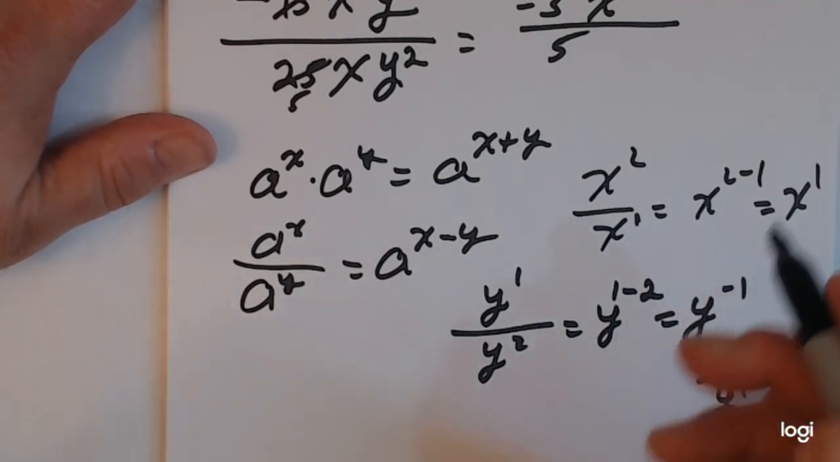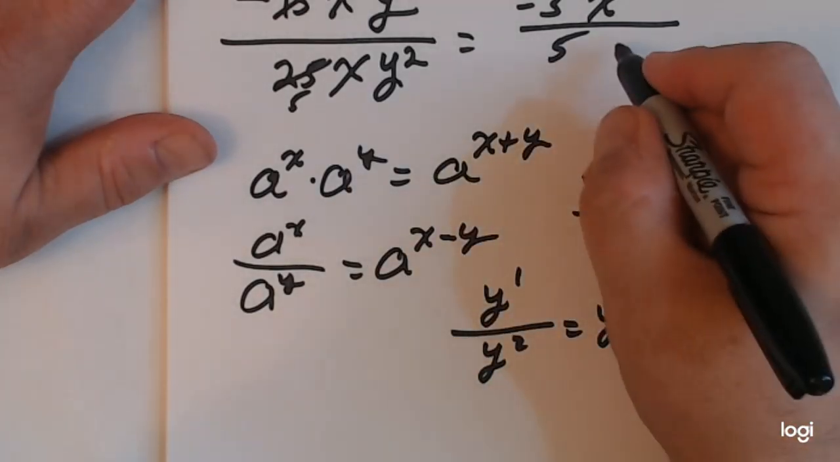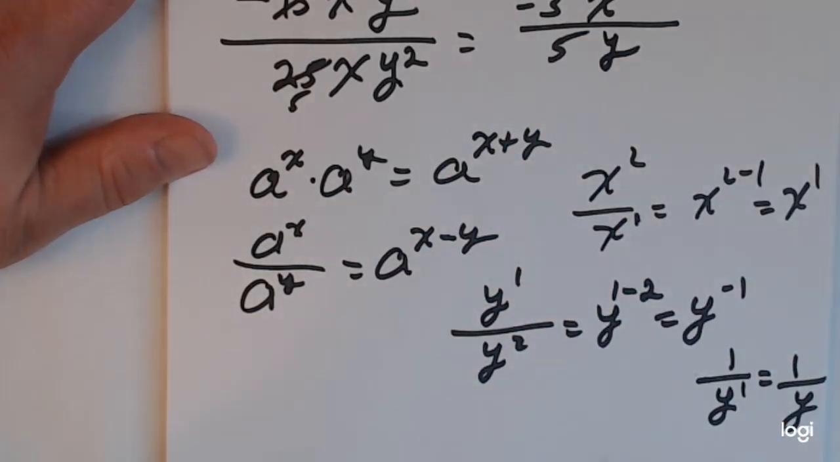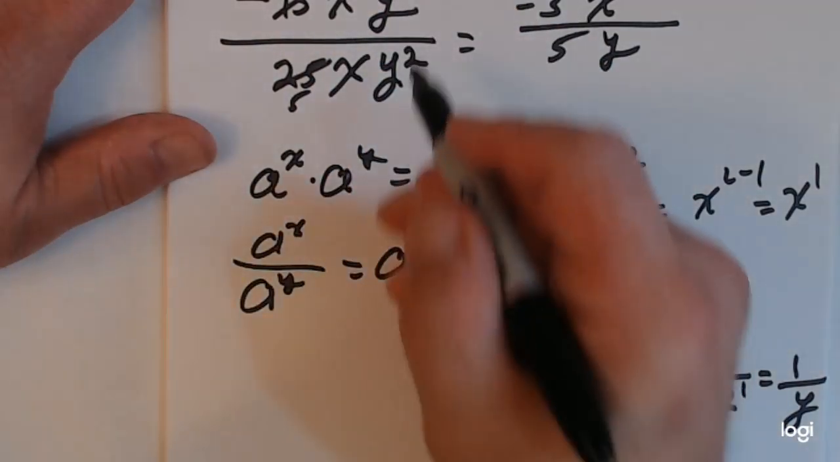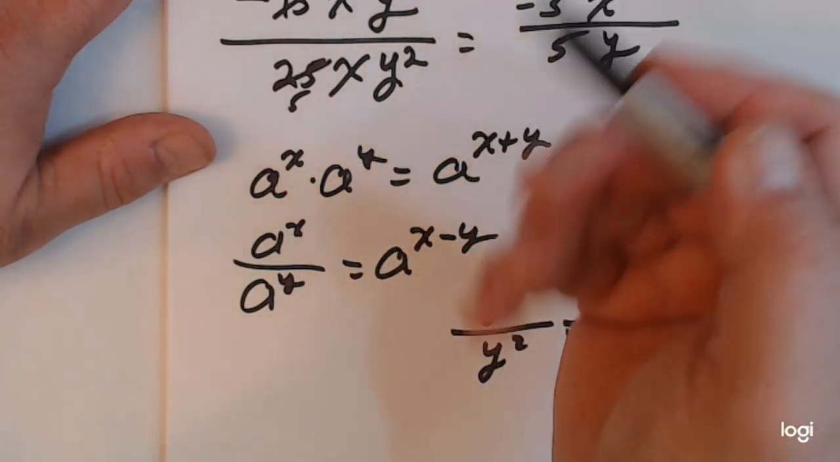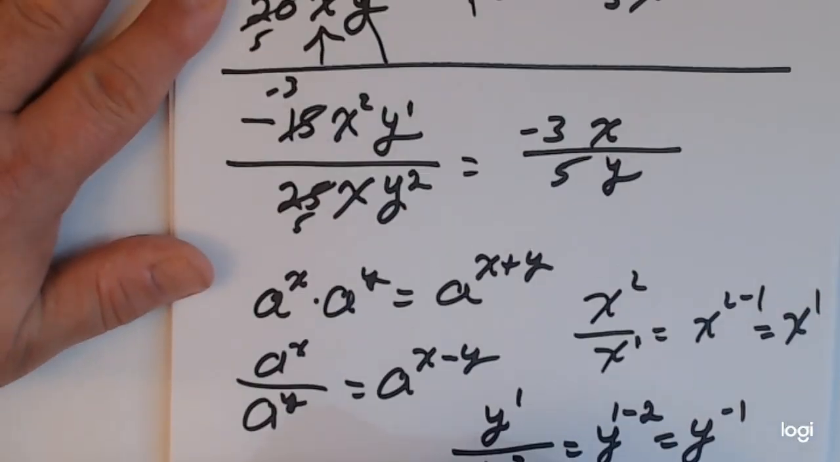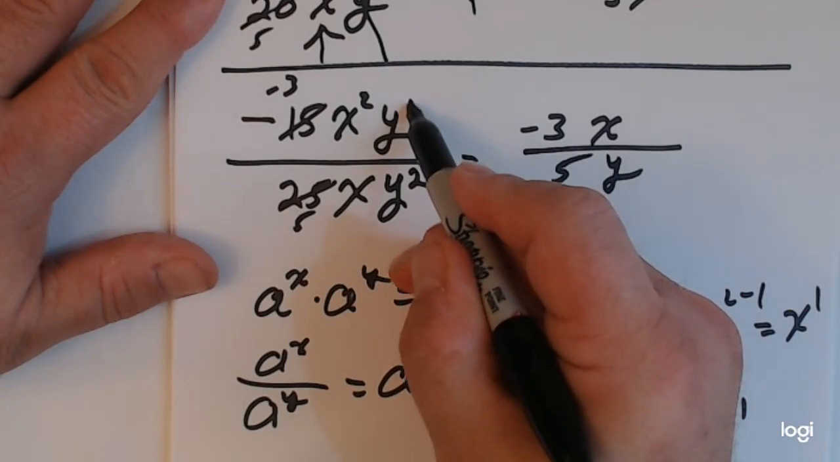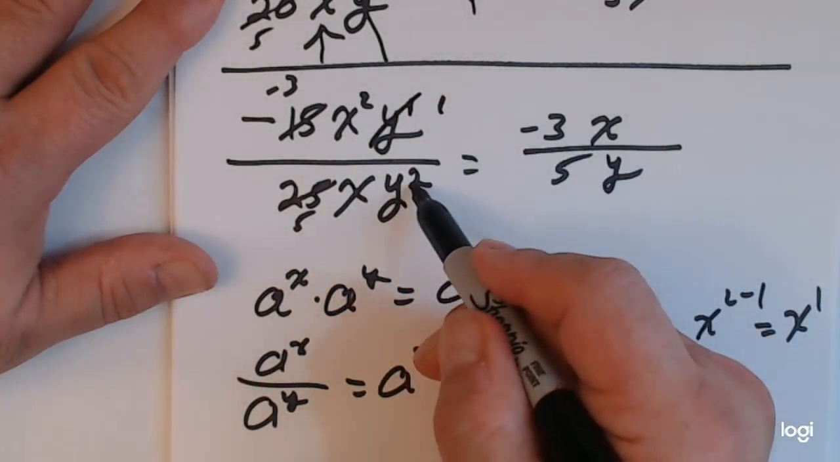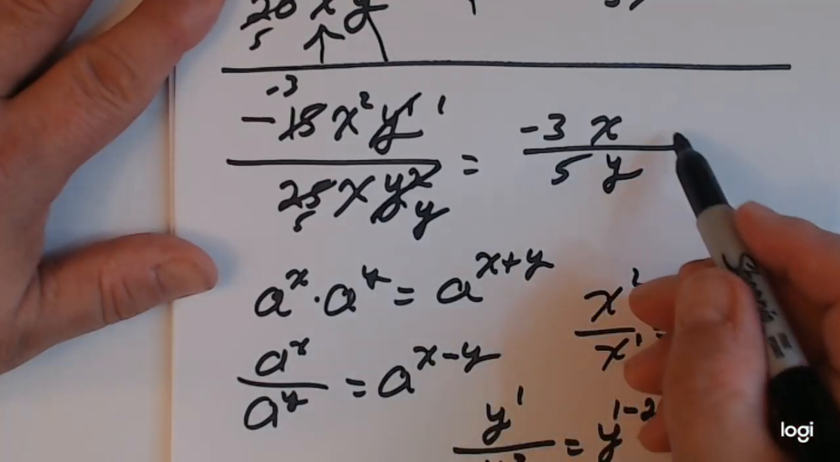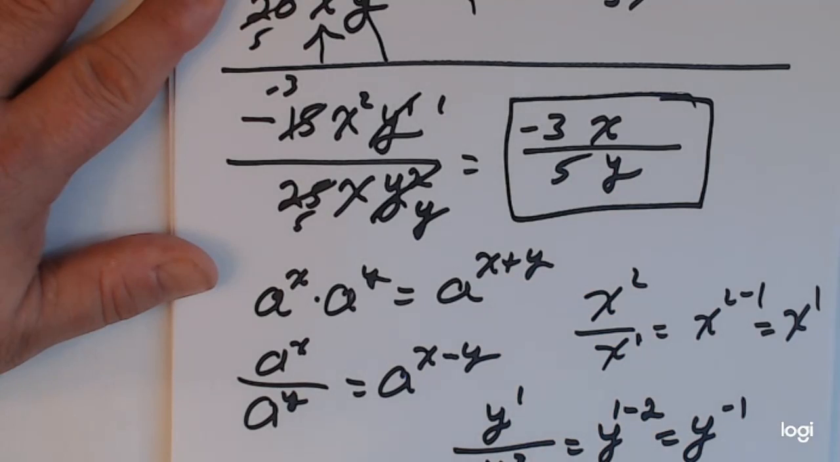So this is going to give us a y in the denominator, and we could see that because if we put in the little 1 here, y goes into itself, if y is the greatest common factor here. If we put the little 1 up in here, y goes into itself 1 time, and y goes into y squared y times. So we're left with negative 3x over 5y on this one.